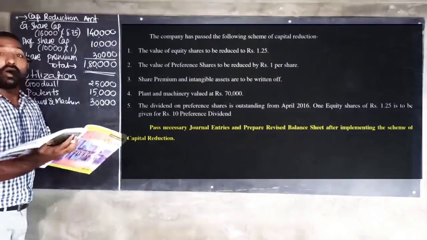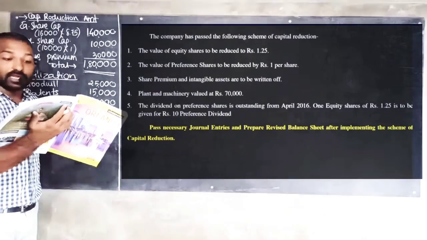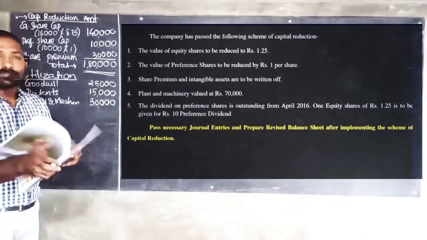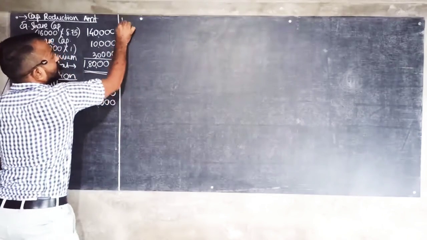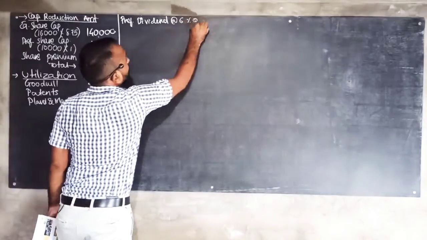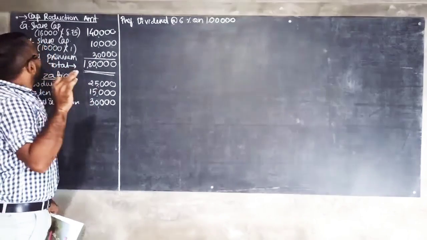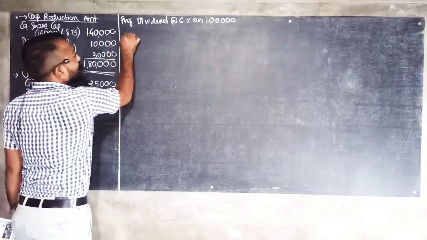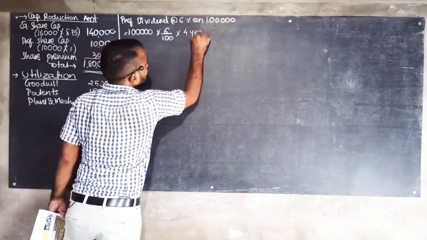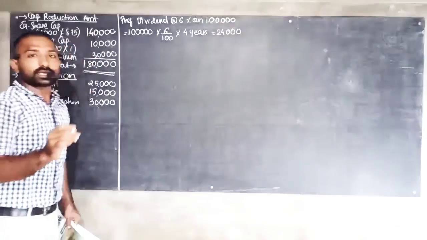Moving further, what is given next? Dividend on preference share is outstanding. Now we need to calculate the concept of dividend. What is given for dividend? Dividend is outstanding from April 2016. Now look, in the balance sheet 6% preference share capital is given. So 6%. Let's calculate here preference dividend. Rate is at 6% on 1 lakh. It is 1 lakh capital, preference share capital of 10,000 shares of rupees 10 each. For 1 lakh capital, dividend at the rate of 6% for 4 years comes to 24,000.